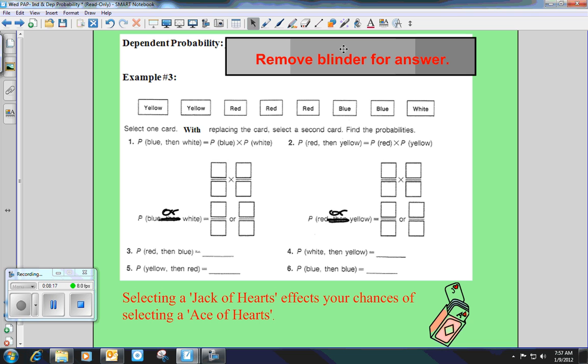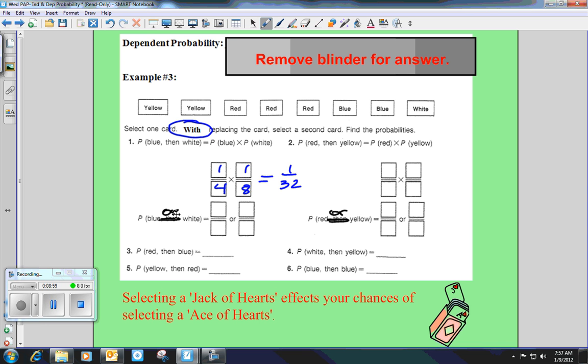So for example, we've got cards here, 2 yellow, 3 red, 2 blue, and a white. With replacing the card, that means we're going to put it back. It's still independent probability. Okay? Putting the card back is still independent probability. So we would do just the same. This word "with" is going to be very important. We're going to do just the same as we've been doing on our simple independent events, choosing a blue and then choosing white. So blue would be 2 out of 8 or 1 out of 4. And white would be 1 out of 8. So choosing a blue and then the next draw choosing a white, we would have a 1 in 32 chance.